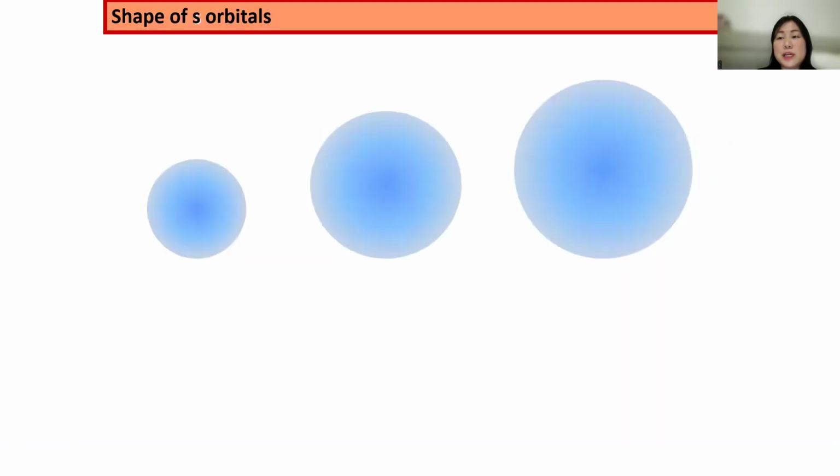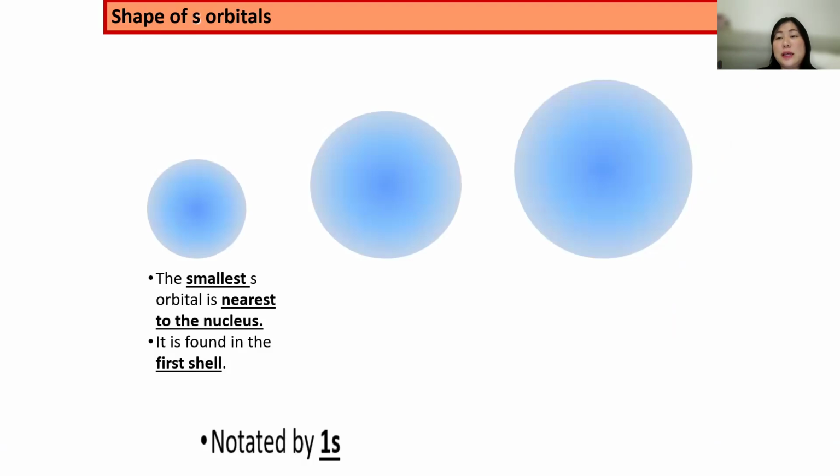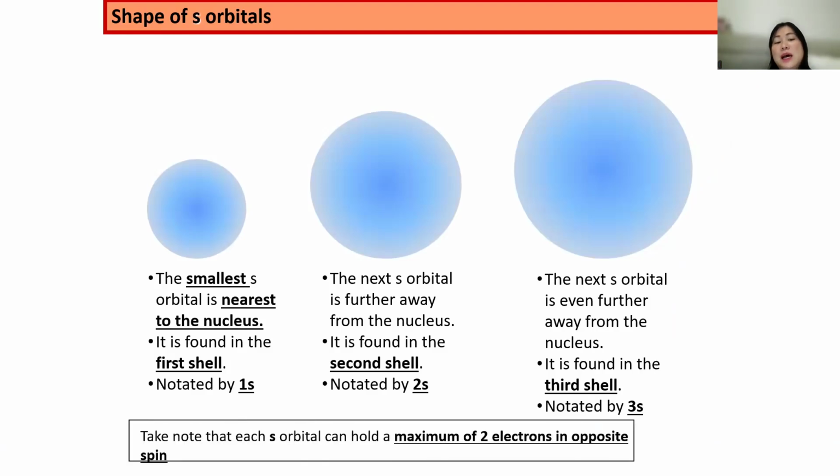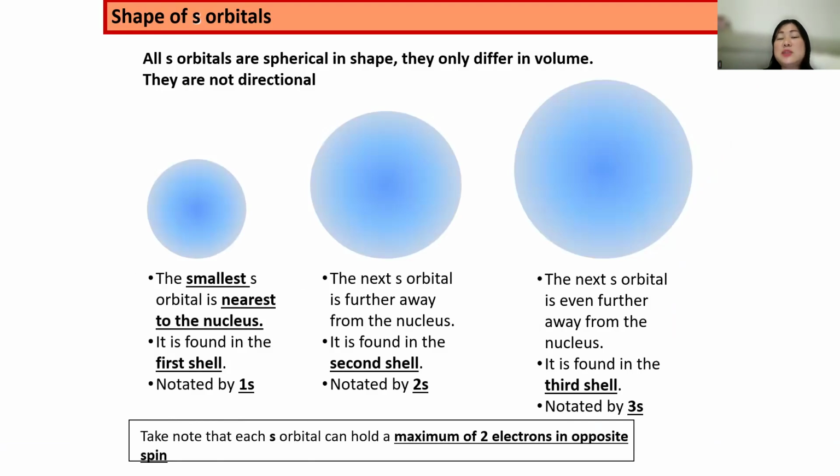Okay, so S is spherical in shape, and as the energy level increases from 1s to 2s to 3s, the shape is still the same, but the size is clearly bigger. Every s orbital can hold two electrons, and they're spherical in shape and non-directional, meaning you don't have a certain facing.